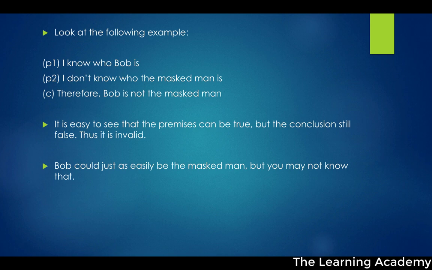That is what we would call a counterexample. A counterexample is where you have an argument like this, where the premises are true, but the conclusion can be false, and it gives an example of why the argument is invalid. So the counterexample to this argument would be that Bob could easily be the masked man, but you just don't know that. We don't know that about Bob.